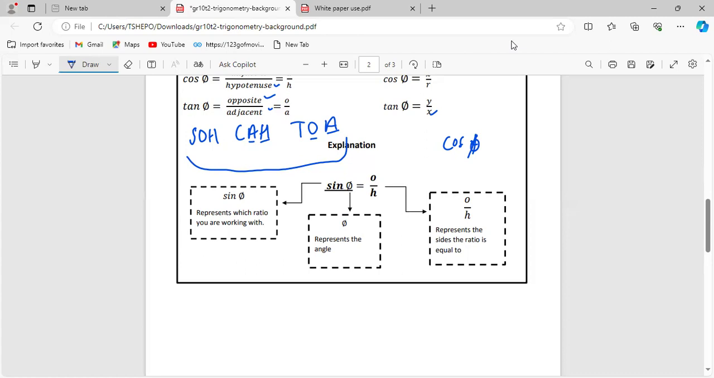Cos phi in this case, it's a ratio, okay? Tan phi in this case, it is also a ratio. So it shows which ratio we are working with. And therefore phi represents the angle, like I said. So this thing over here is angle phi, or if you have theta, or beta, or alpha, or omega, we can call it any angle, okay? So this represents the angle. And then O over H represents the sides the ratio is equal to. That's why I say to you, we use this thing to relate the ratio with the sides of the triangle.